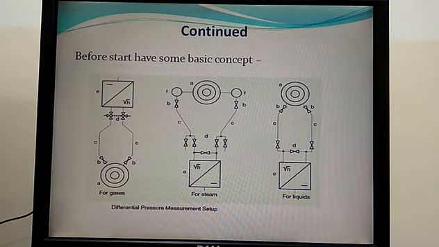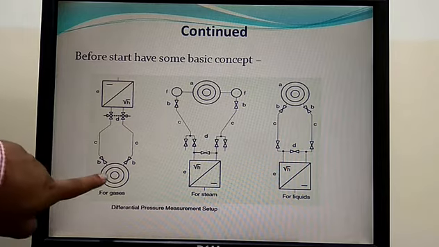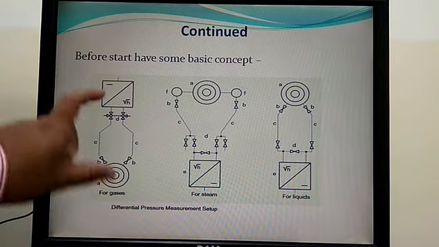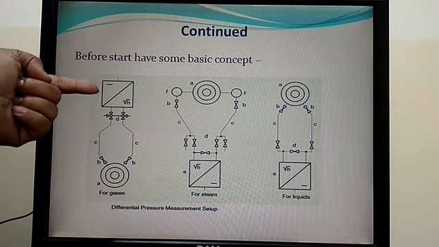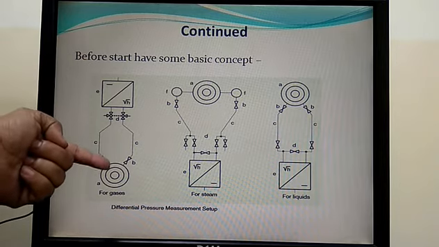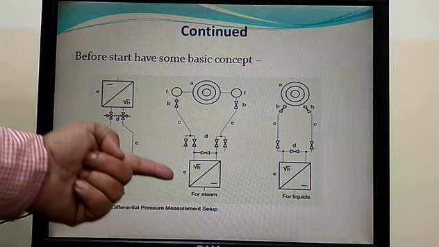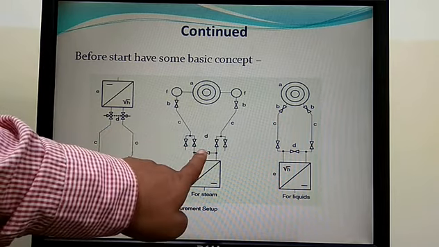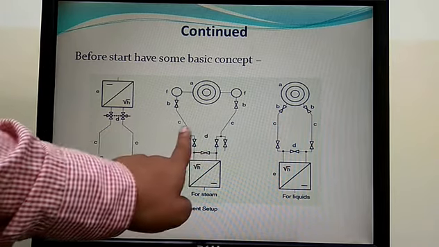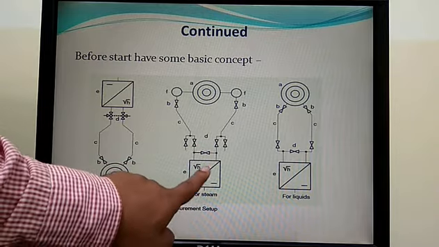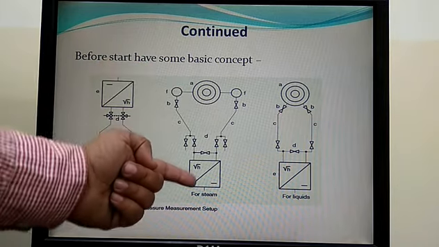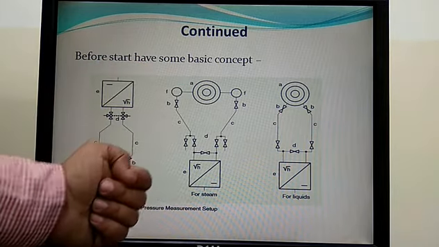Before starting, have some basic concepts. You see, for gases, this is the orifice plate. For gases, these are the isolation valves. The transmitter should always be installed above the orifice plate. For steam, here is a 5-way manifold. This is your equalization and these two are isolation for these two tappings. Here in case of a steam line, this is the orifice and this is the position of your transmitter.